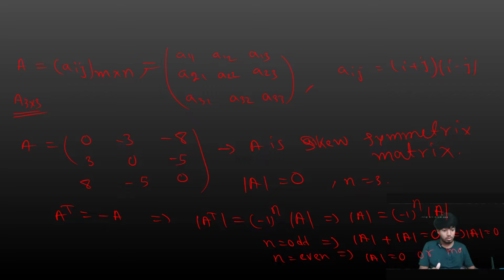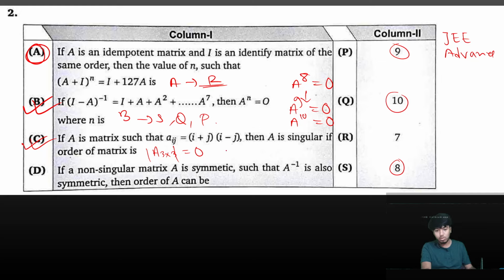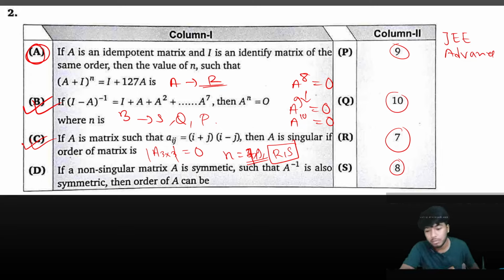It may or may not be 0, okay. So in our case the matrix is given and this is this, so we get A is an antisymmetric matrix, and the determinant of it is 0 when the order is odd. So our options are 3, 7, 9, okay. 3 is not there, 7 and 9 are. So send it to R, S, comma. The value of n will have to be 7 sometimes, 9 sometimes, then it will be 0. Got the point, everyone?